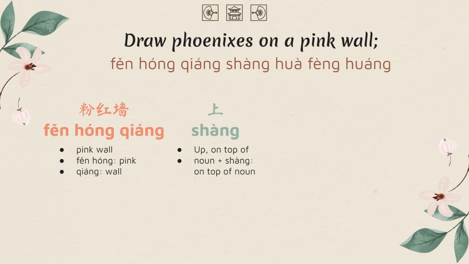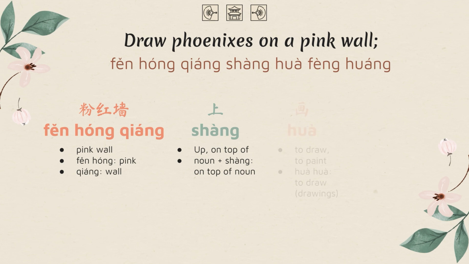上 has many different meanings, and when you use it to mean directions, it could be up, above, or on top of. Here it means on top of or on. Unlike in English, where you say on the wall, in Chinese, you put it after the noun. So you say the word for wall first, and then 上. So 墙上 means on the wall. 粉红墙上, on the pink wall. You can use it for other things too. For example, on the table, 桌子上.